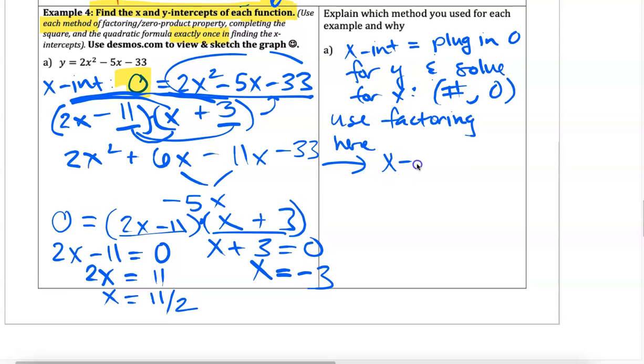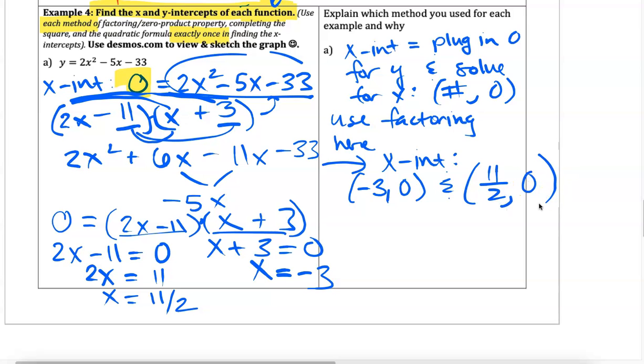I'll write them over here. So my x-intercepts, I always want you to write intercepts as ordered pairs. So I have one of them at negative 3, 0, and I have the other one at 11 halves, comma 0. And if you want, you can write that as 5.5. Either way is fine for this number.